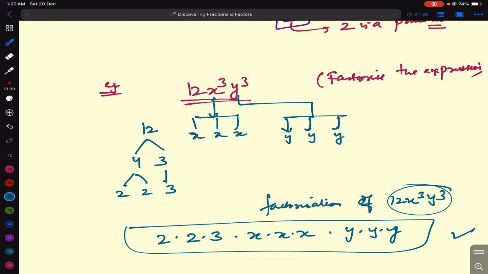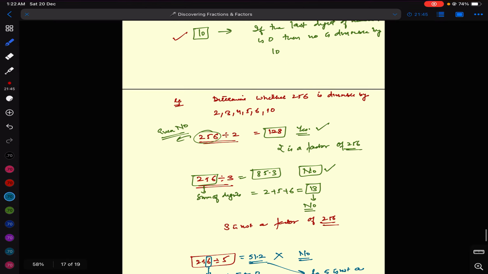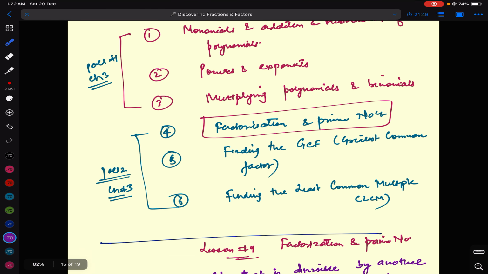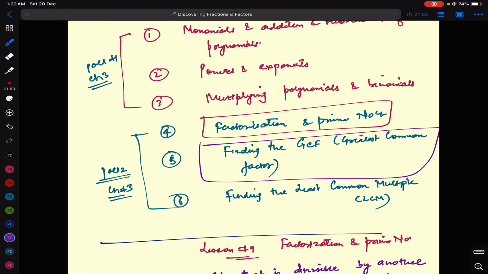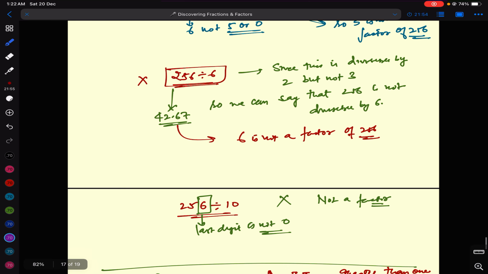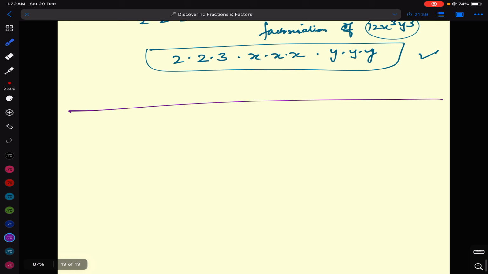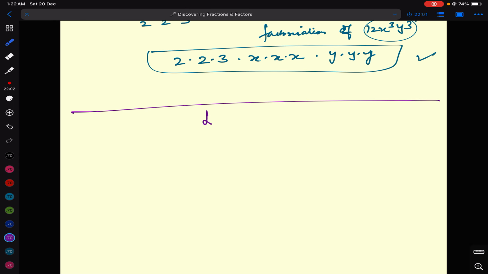Now let's move to lesson number 5. What was lesson number 5 in the first place? Let's see. Your lesson number 5 was finding the greatest common factor, right? So let's start with lesson number 5, finding the greatest common factor.